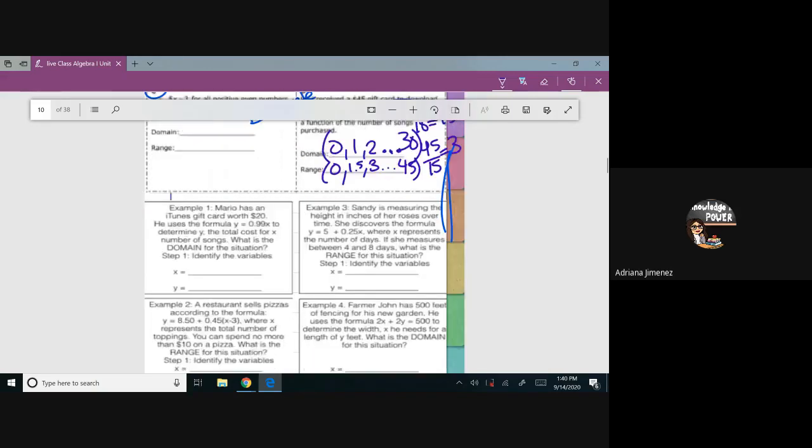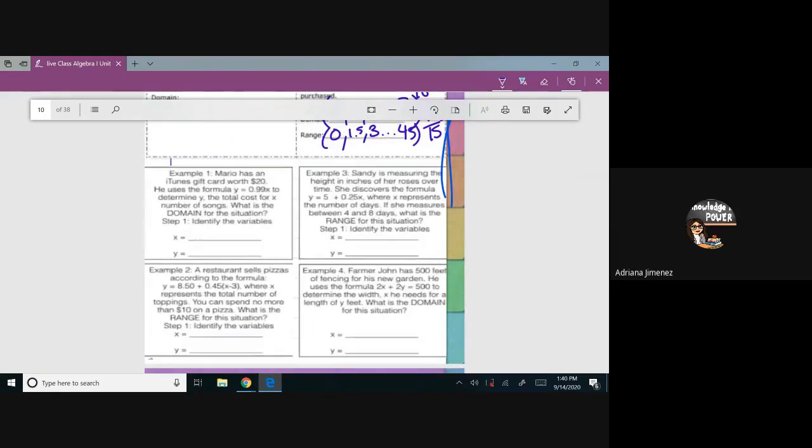All right, this one right here, Mario has the iTunes gift card, same thing. Okay, it's talking about number of songs. But this one's only asking for the domain. So I'm talking only about the songs. So I can only do whole numbers. So I start with 0. I do 1. And I know it's going to be more than that.